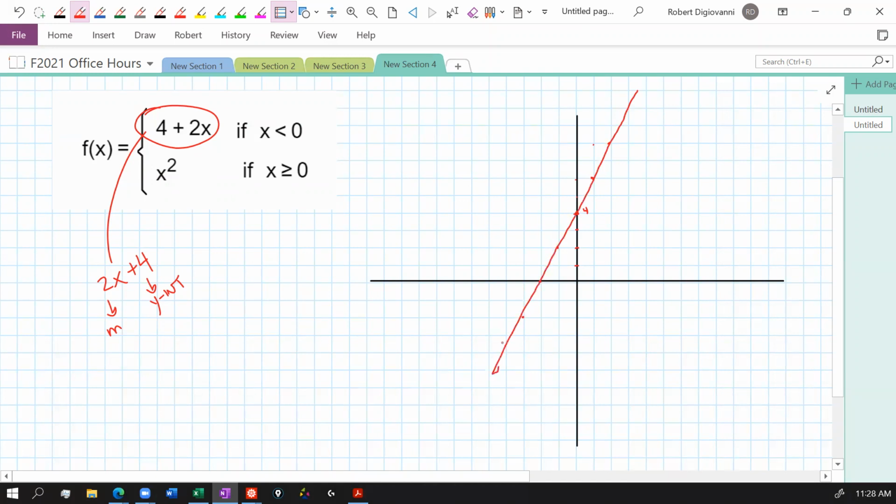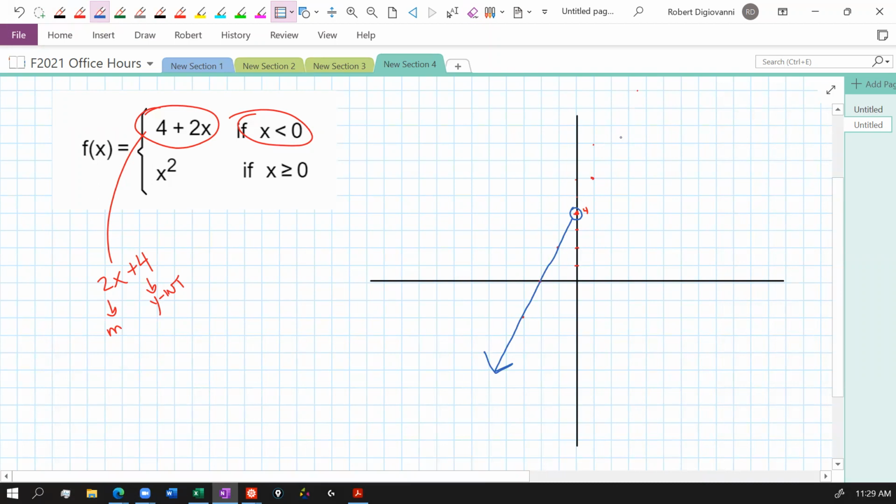This line. But we only want this picture if we are less than 0. So if we go to 0, we have to put an open circle there. I'm going to do it in blue. And then it's just going to be this piece over here like that. Let me erase the red part there. So that's the first part of our graph.